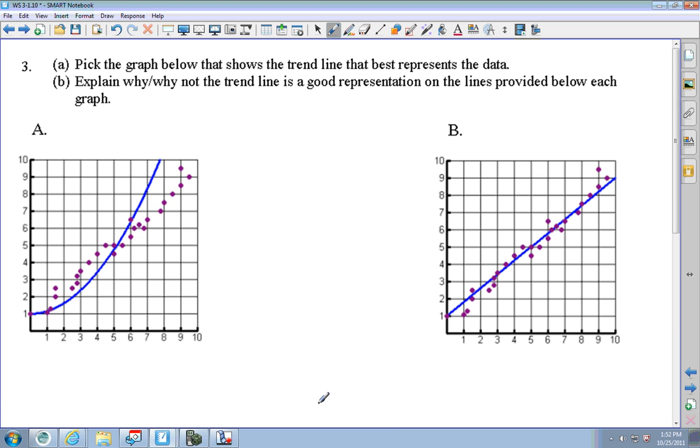Next one. Right here it says, pick the graph below that shows the trend line that best represents the data, explaining why or why not the trend line is good. Okay, so first let's look at A. Take a minute and think about this. Is that blue trend line a good representation of the data? Why no, because this thing curves. My points don't curve, so this is no, because the trend line is curving.